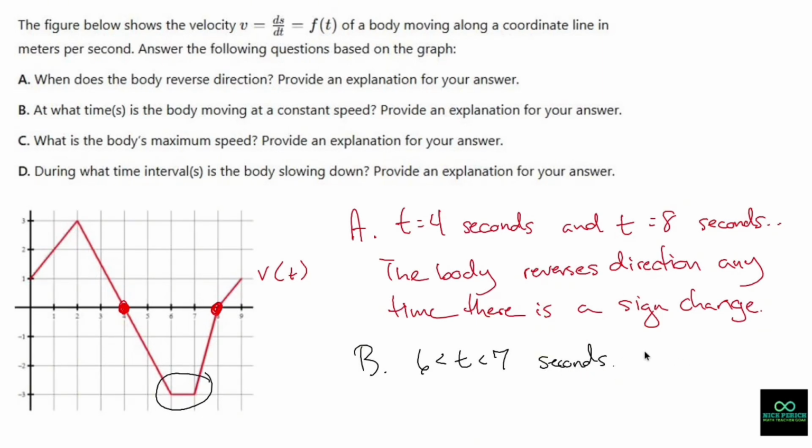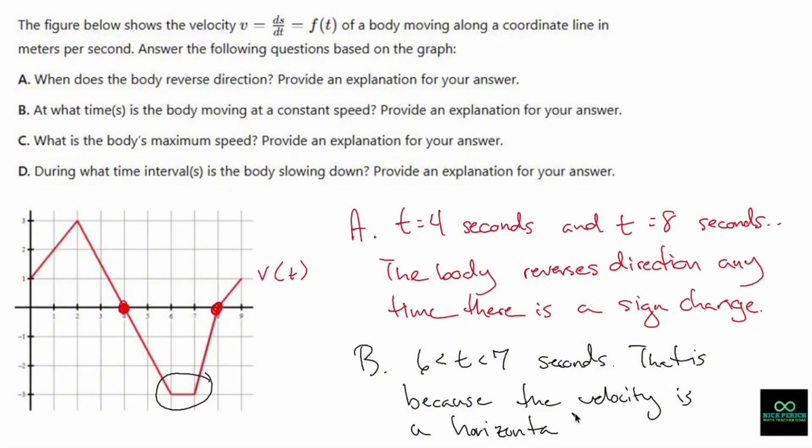And that again is because the velocity is a horizontal line. So at this moment, we're going backwards at 3 meters per second for a whole second there. And that's it. That's the only time that happens. So that's how you answer B.